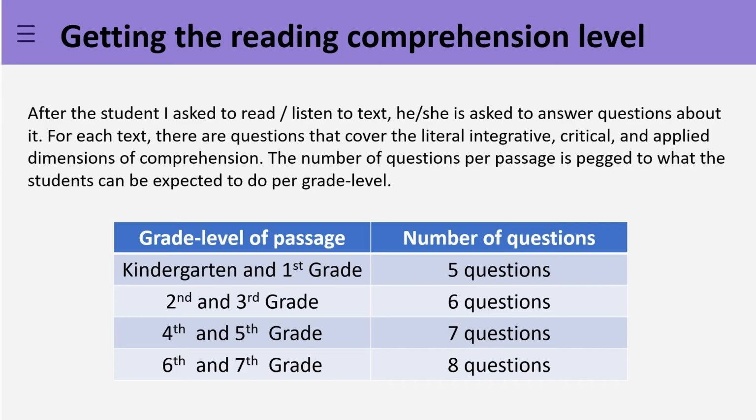Getting the reading comprehension level. After the student is asked to read or listen to the text, he or she is asked to answer questions about it. For each text, there are questions that cover the literal, integrative, critical, and applied dimensions of comprehension. The number of questions per passage is pegged to what the students can be expected to do per grade level. So we have here the grade level on the left side and the number of questions. For kindergarten and first grade, 5 questions.